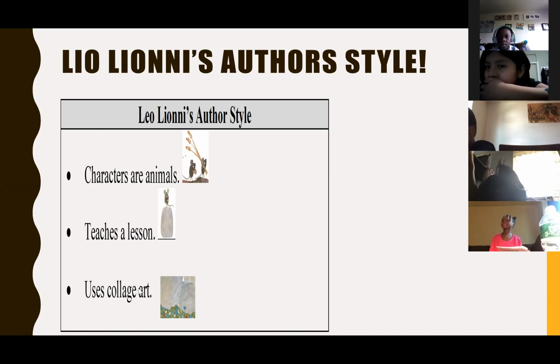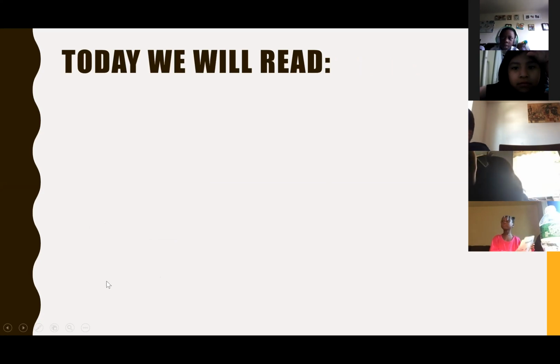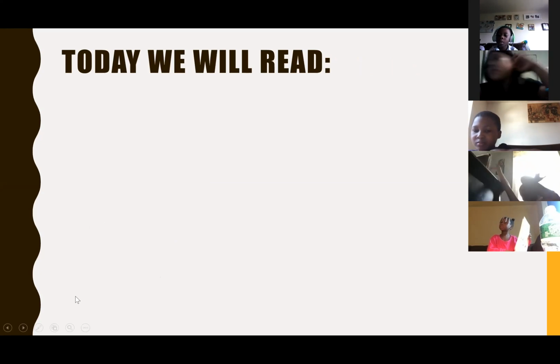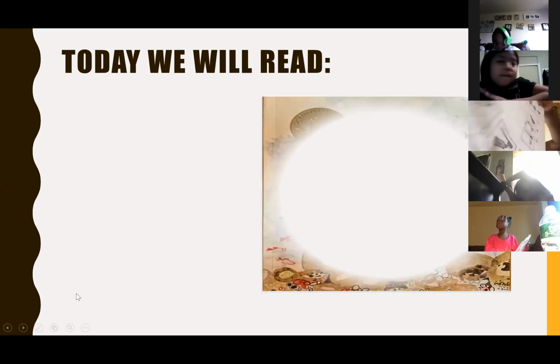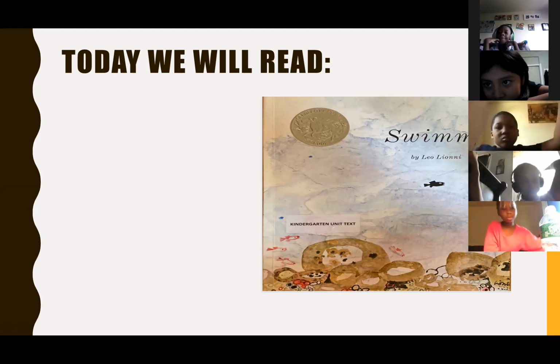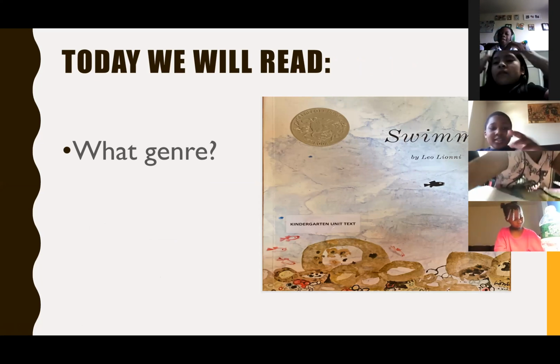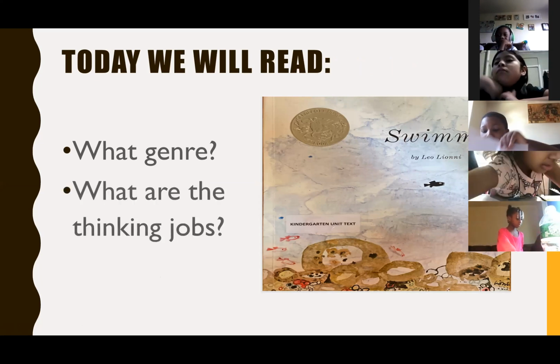All right, guys, we're going to go ahead and get started. Why isn't this working? There we go. Today, we are going to read, two-finger drum roll, see if your guess was right. Which Leo Leone book are we going to read? We're going to read Swimmy today. And we are always going to be thinking about what genre and what are the thinking jobs.